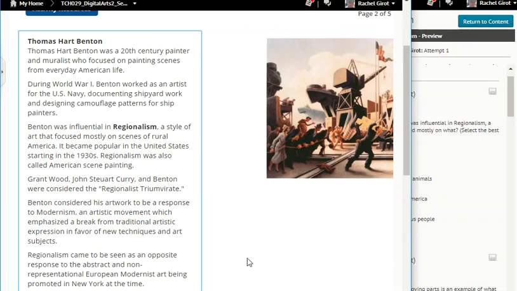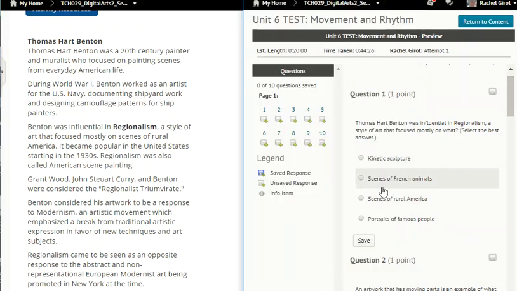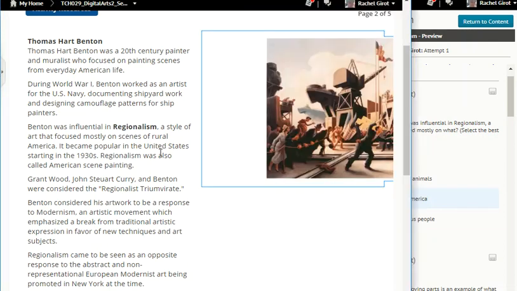During World War I, Benton worked as an artist for the U.S. Navy, documenting shipyard work and designing camouflage patterns for ship painters. Benton was influential in regionalism, a type of art that focused mostly on scenes of rural America. Scenes of rural America. Good. It became popular in the United States starting in the 1930s. Regionalism was also called American scene painting. Grant Wood, John Stewart Curry, and Benton were considered the regionalist triumvirate.